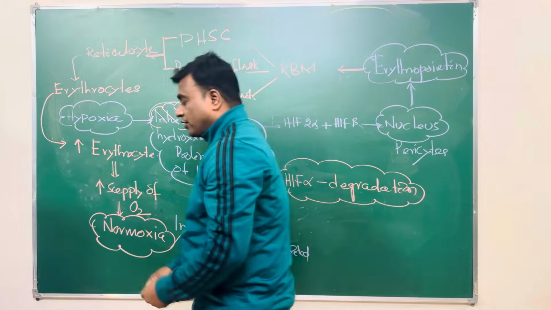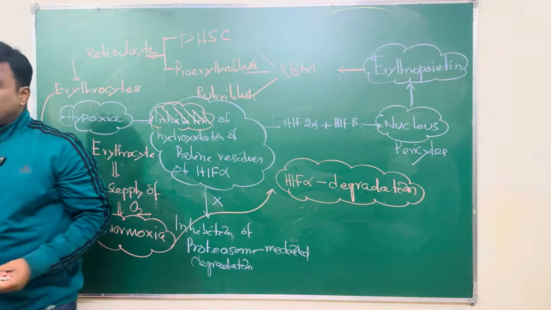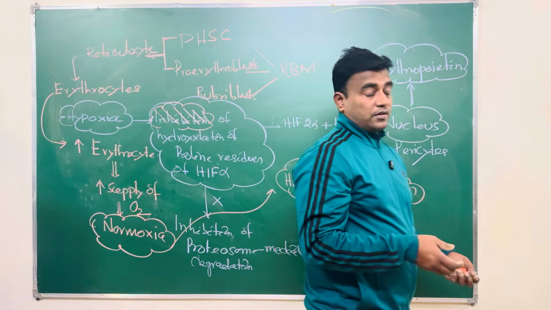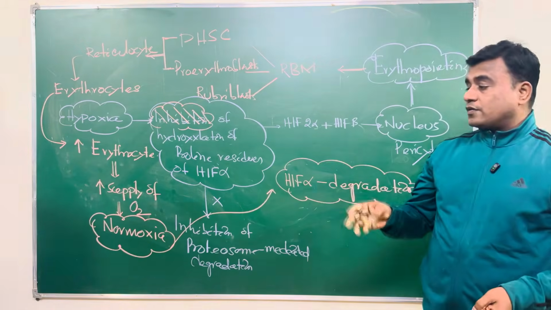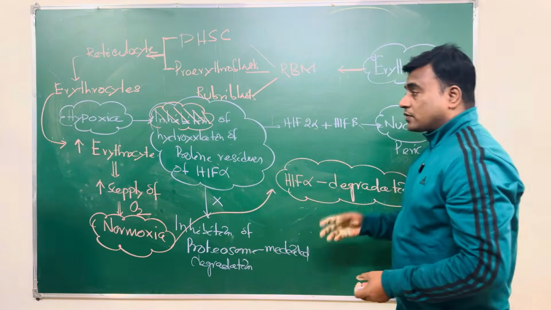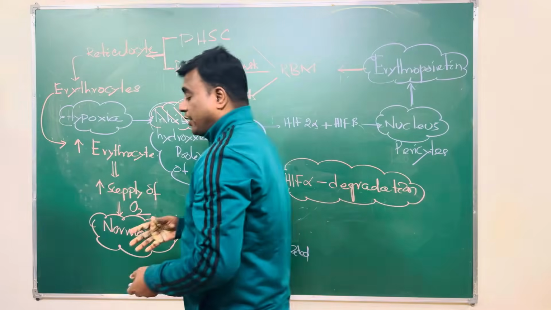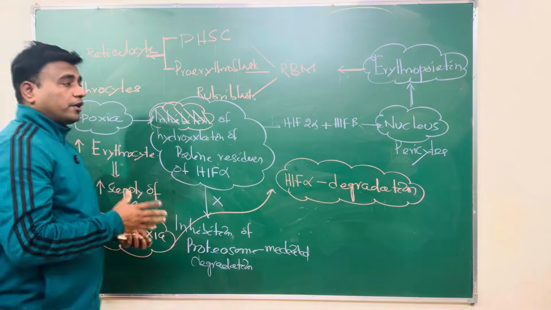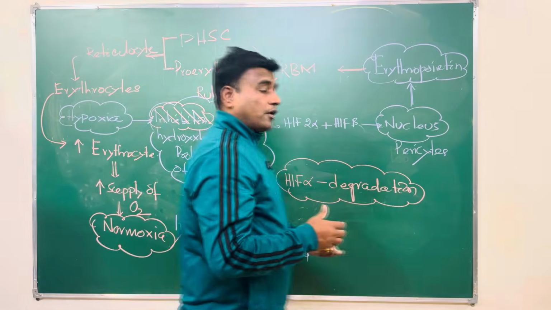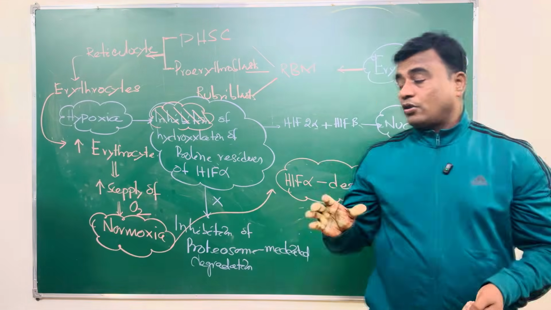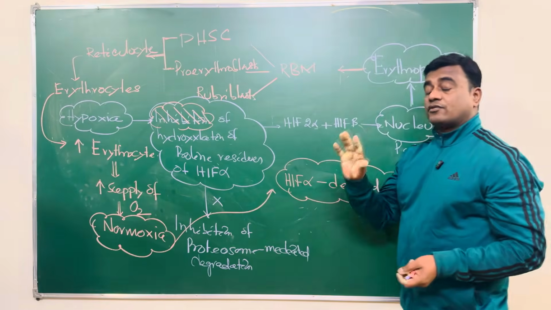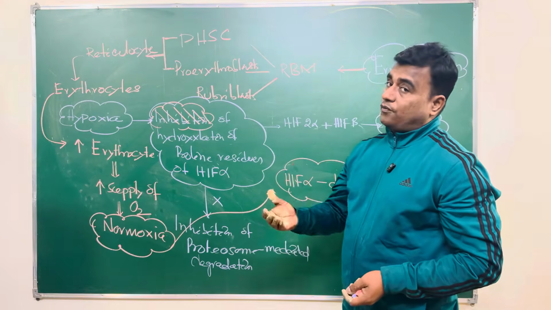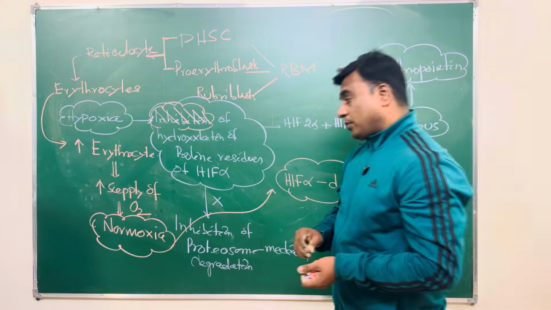In the next lecture, we will discuss the other factors affecting erythropoiesis, like hormones, growth factors, vitamins, minerals, cofactors, exercise, or whatever. There are multiple factors regulating that process. Today, I tried my level best to explain the molecular signaling processes associated with the sensing of oxygen and secretion of erythropoietin.